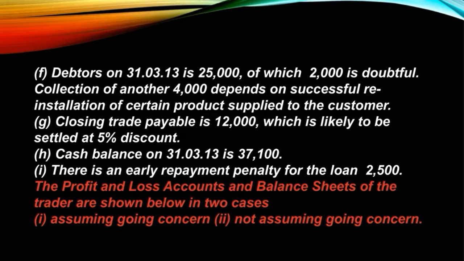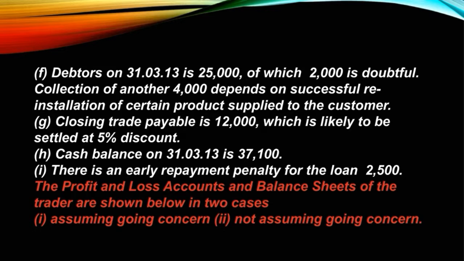The sixth additional information: closing debtors are given as 25,000, of which 2,000 is doubtful. In the going concern assumption, we need to create a provision for 2,000 and debit that in the P&L account. Collection of another 4,000 depends on successful reinstallation of certain products supplied to the customer. We don't need to create a provision for 4,000 in a going concern. If it is not a going concern, we need to create a provision for 2,000 and the 4,000 as well, and we will debit the 6,000 in the P&L account.